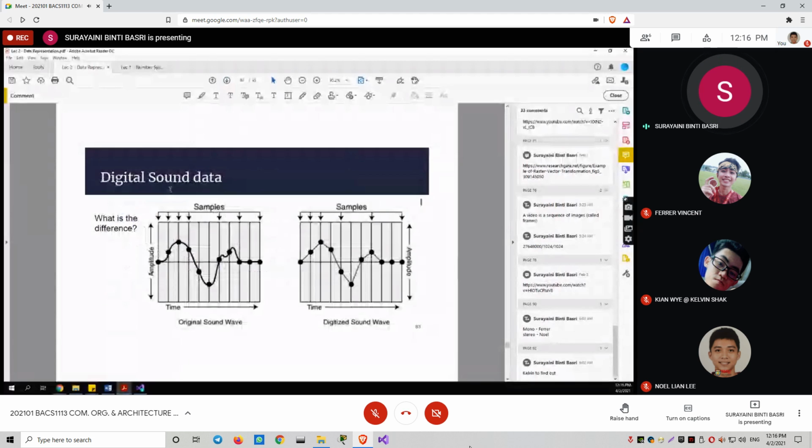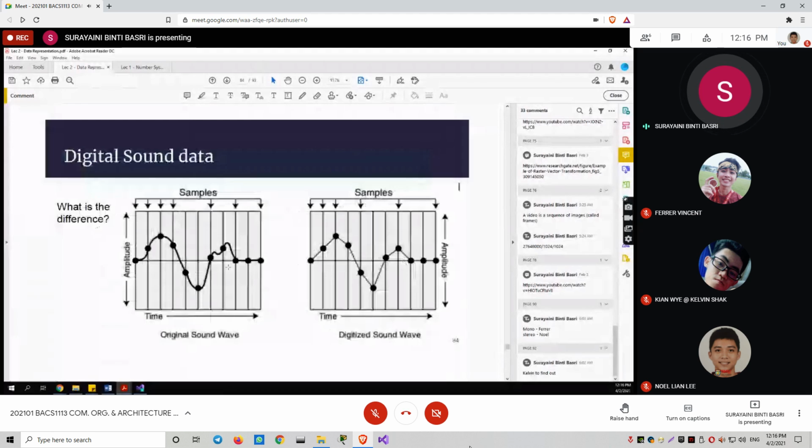Okay, so this is the visualization of the original sound. You can see here it is smooth. And then this is the visualization of the digitized sound after the conversion. So if you see these two diagrams, what do you see as the difference between these two? What can you see? The curve. Which curve? This one. The curve, right?